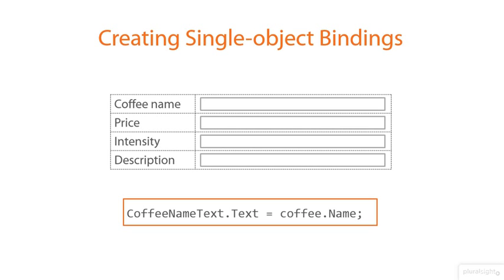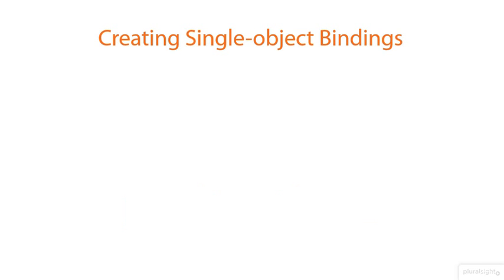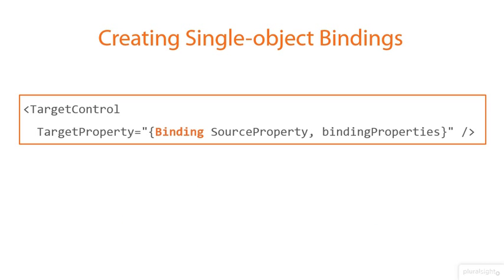Instead of writing code like coffeeNameText.Text equals coffee.Name, we will be using data bindings here. Now, to do that, we need to create a data binding declaration. Most data bindings are created declaratively in XAML. And typically, we will have the format you see here on the screen. So we have the target control, so that's number 3. We need to specify which property we are in fact data binding, so that is number 4.